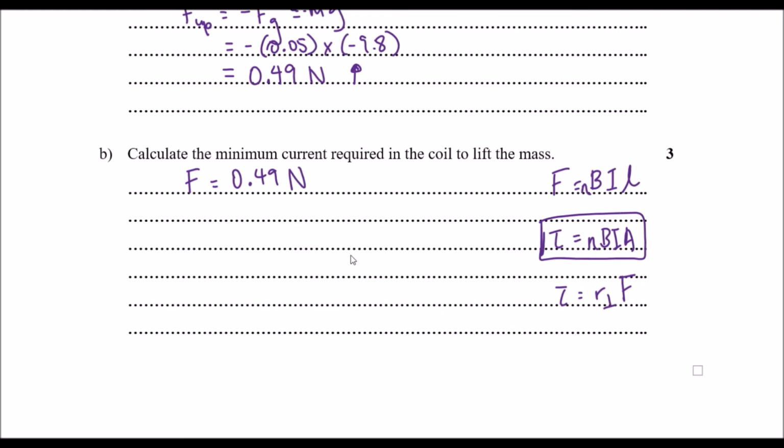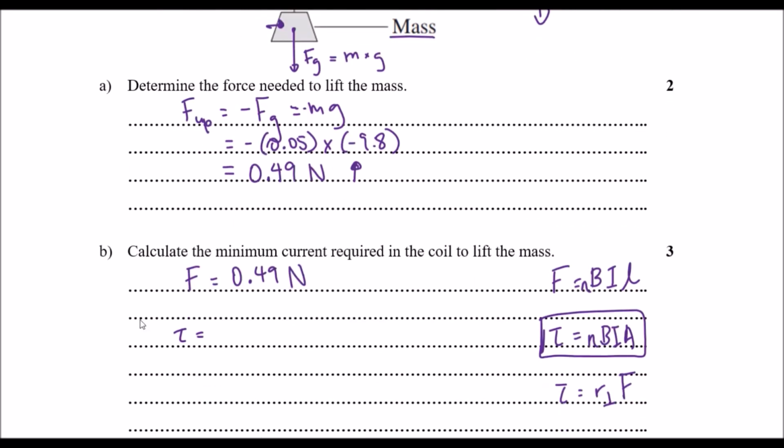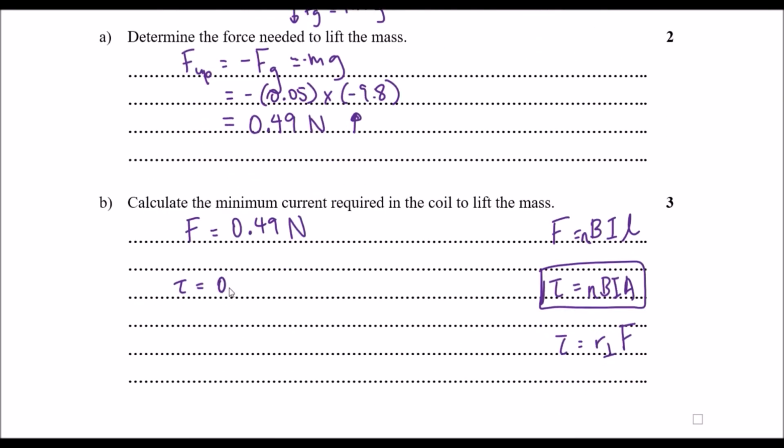So what we can do firstly is find the torque value, and we know that the radius, according to our question here, is 0.004. So we put in 0.004 times the force, 0.49. So this will be our value for the torque. So 0.00196, and torque in this case would be, radius is in meters, force is in newtons, Newton meters. Okay, that's our value for torque.